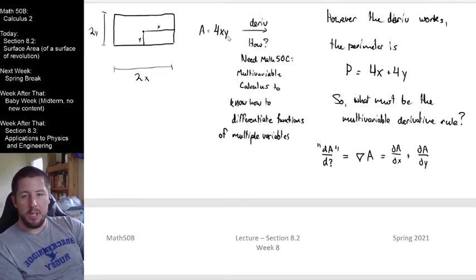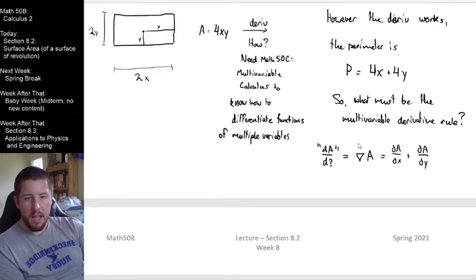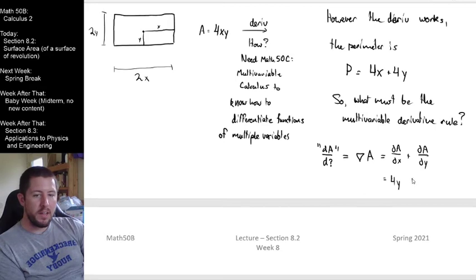So that would be like saying pretend y is a constant and take the derivative of 4xy with respect to x. Well, that should be giving us 4y. Take the derivative with respect to y, assuming x is a constant, then it's just like 4x times y. Take the derivative of that, you are just left with 4x right there.